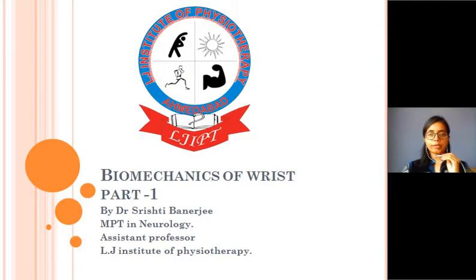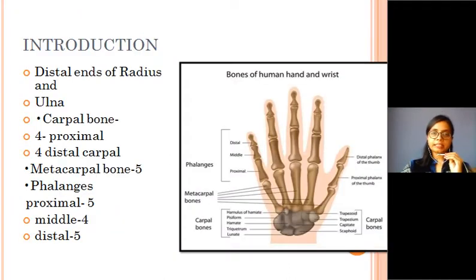Our topic for today is the first part of biomechanics of the wrist joint. The wrist joint is made up of the distal end of the radius and ulna, that as you can see here, articulates with the carpal bones, the proximal row of carpal bones. There are 4 proximal carpal bones, 4 distal carpal bones, 5 metacarpals, and then the phalanges: the proximal phalanx, middle phalanx, and the distal phalanx.